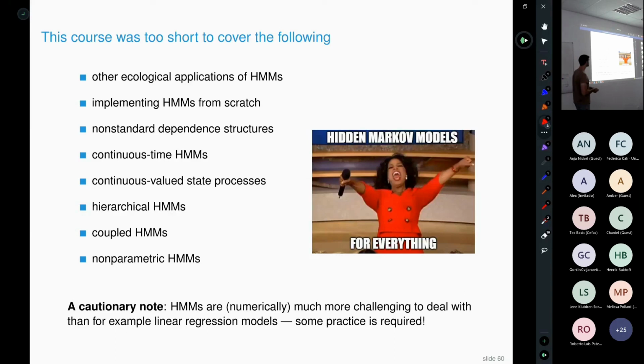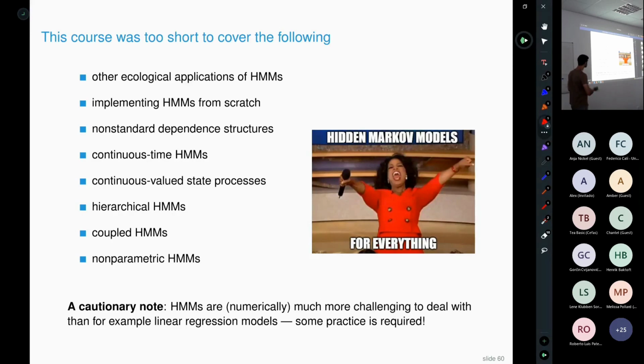Anyway, I did not talk about how you write your own code, how you implement the likelihood. This is what I would do in a longer workshop like this. Non-standard dependence structures: you can modify the dependence structure in all sorts of ways, bringing covariates into different parts of the model, or have complex dependence structures where the observation in the current hour feeds back to the state in the next hour and things like that.